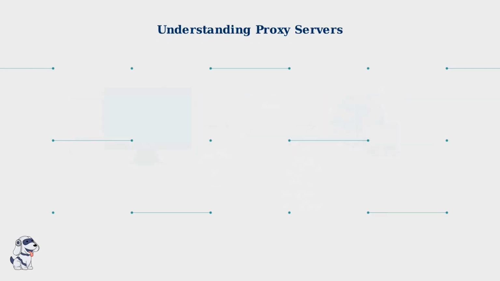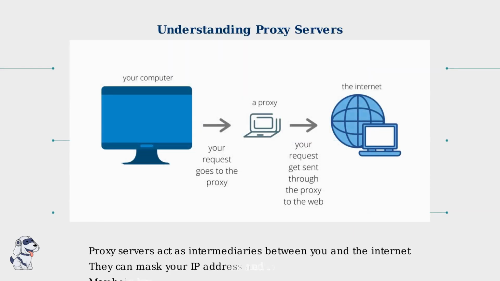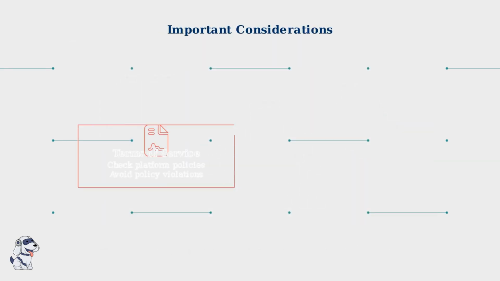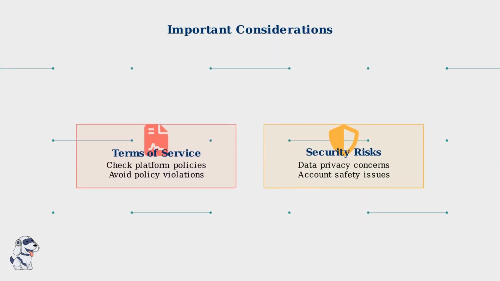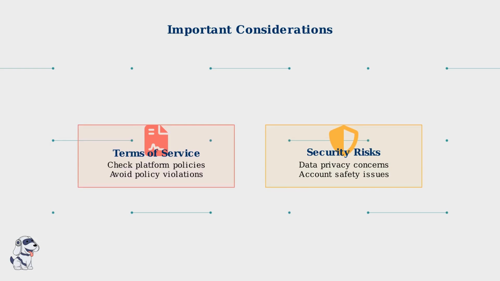One potential solution that users consider is using proxy servers. A proxy server acts as an intermediary between your device and the internet, essentially serving as a middleman that can mask your IP address and potentially help circumvent regional restrictions. However, using proxy servers with Janitor AI requires careful consideration of several important factors. These include the platform's terms of service, security implications, and potential risks to your personal data and account safety.